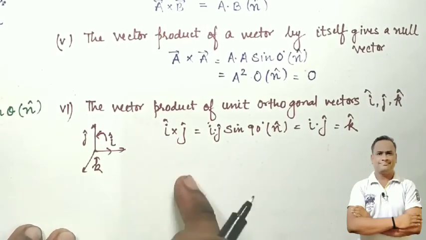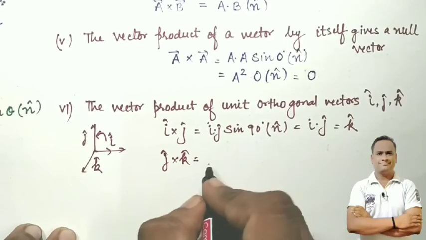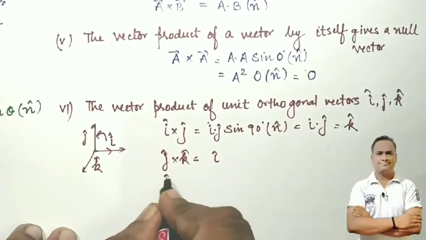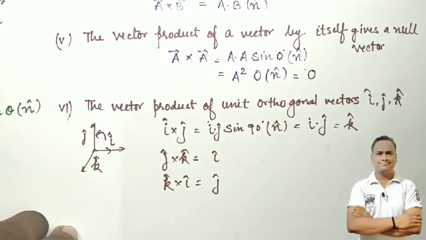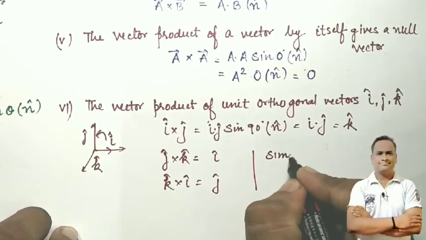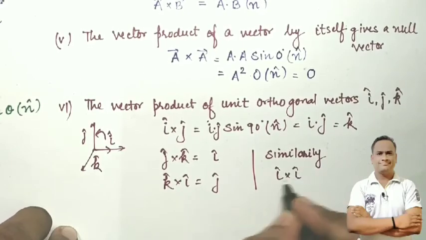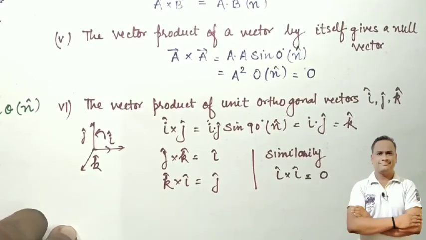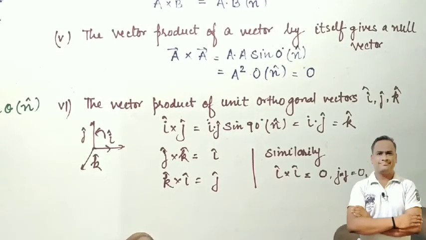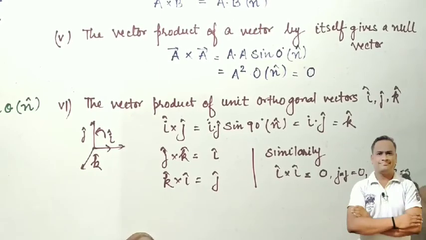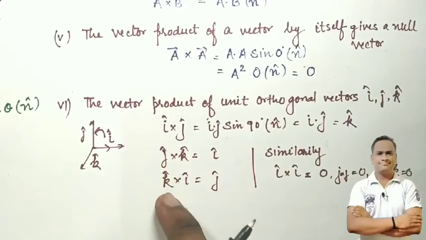J cross K will be I, and K cross I will be J. Okay, students, one by one you will discuss. In the similar manner, earlier we have discussed that if a vector is multiplied by itself, then it will give rise to a null vector. It means that I cross I, J cross J, and K cross K will be 0, whereas I cross J is equal to K, J cross K is equal to I, and K cross I is equal to J.